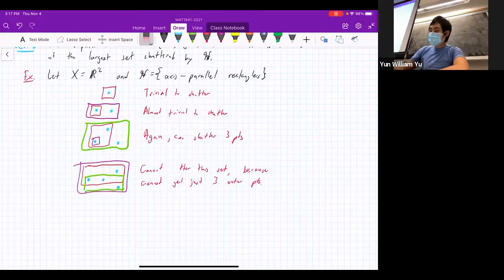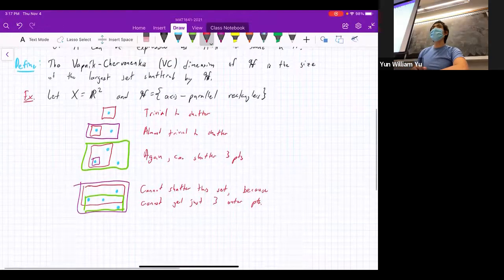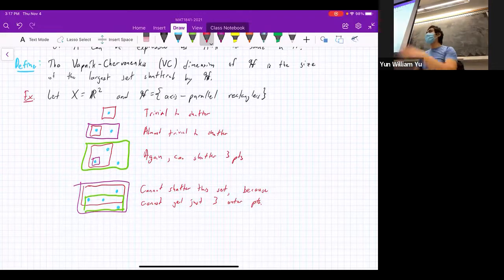So does that mean that the VC dimension of this thing is equal to 3? Well, let me ask for a poll of hands. Who thinks that the VC dimension of the set system is 3? Who thinks it's 2? Clearly it's not 2, right? Because we can shatter a set of size 3. Who thinks it's 4? So can we shatter a set of size 4?